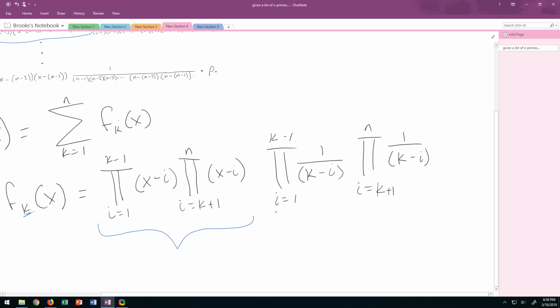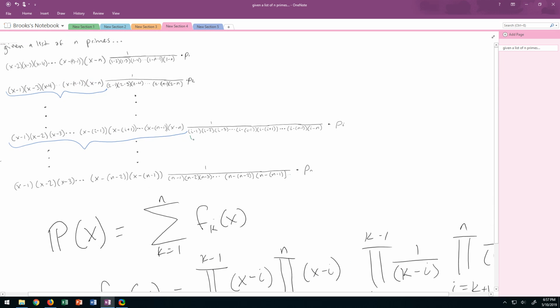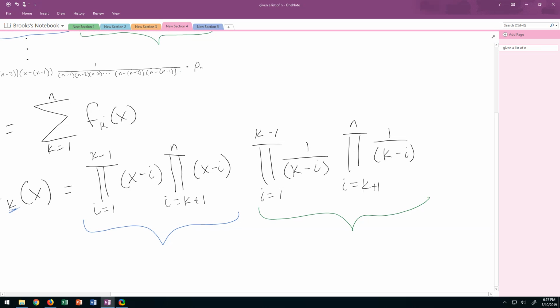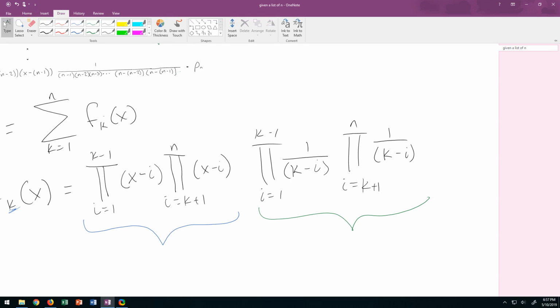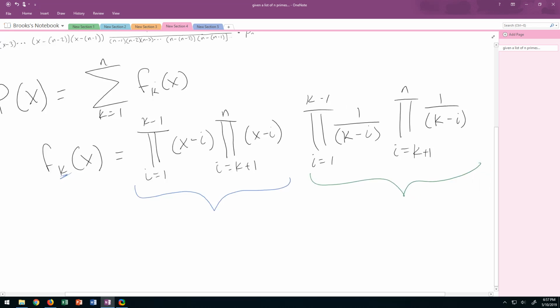I hope you're following along. There's my green chunk. This green chunk ensures that the blue and green chunk together are going to be equal to 1 when I evaluate it at the index, which is k. Now I just need one more piece, and this is a piece of cake. All I have to do is multiply by p sub k, the kth prime.